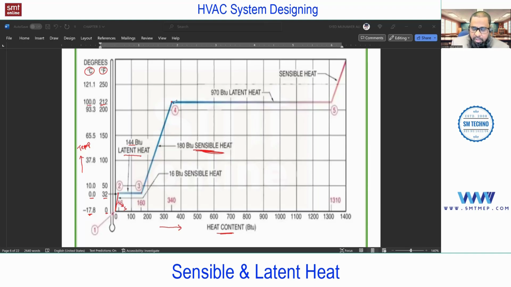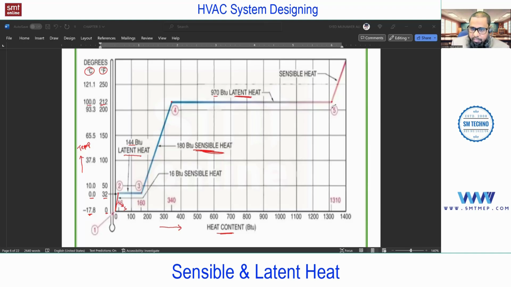Next, at point 4, if you add more heat, what will happen? The temperature will not increase. The change of phase starts. You can see from 4.4 to 5, there is no change in the temperature. So you know, it's a latent heat. And as per the experiment, we have this 970 BTU. If you add that heat, the complete water can vaporize. And for calculation purposes, we are considering the amount of water as 1 pound.